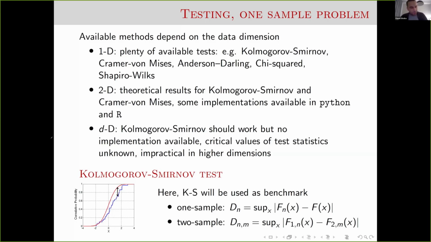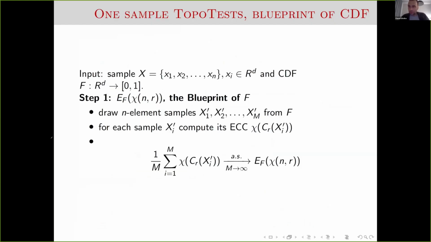And because I'm speaking to you about Euler characteristic for the last 20 minutes, you can immediately realize that I'm going to put an Euler characteristic over here. So the topological testing works in 3 steps. Again, we are in the standard setup of one sample test. So we have a cumulative distribution function f, and we have a sample.